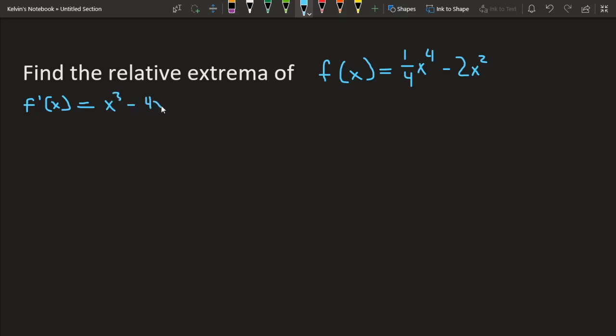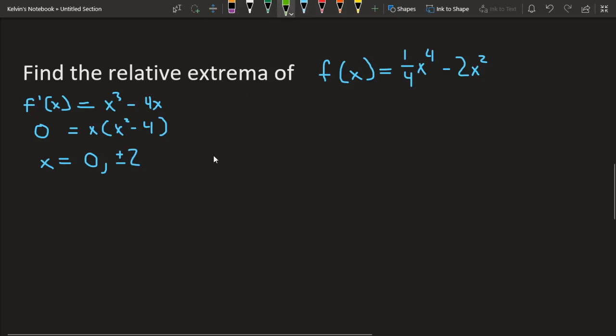minus 4x. Now we have to find the critical numbers, and in order to do that, we have to set f prime of x equal to 0. So I'll just simplify this: x times (x squared minus 4), and this is x squared. And we get that x is equal to 0 and positive or negative 2, like so.